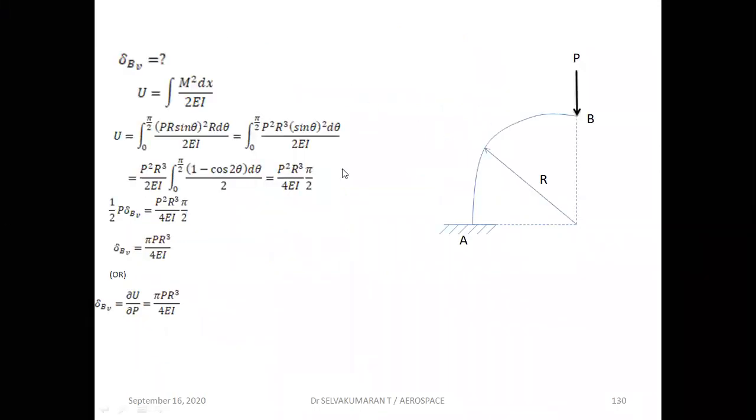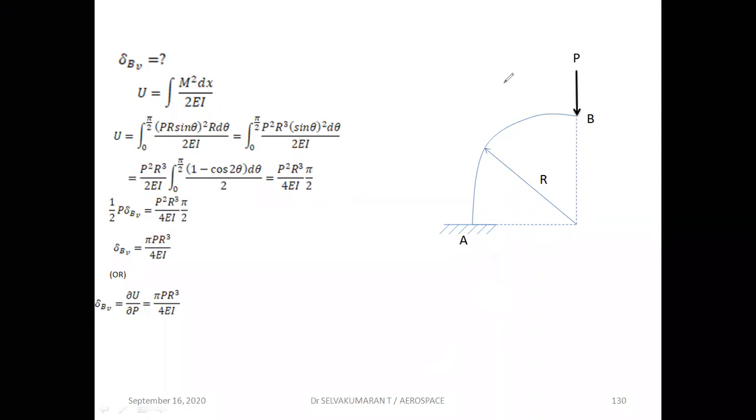Let us take this type of problem. It's a quadrant circle kind of thing, a quadrant arc. One end is fixed, and at the other end the load P is applied vertically downward, and it is required to find out the vertical deflection at B. And this is U is equal to the integral of M square dx divided by 2EI.